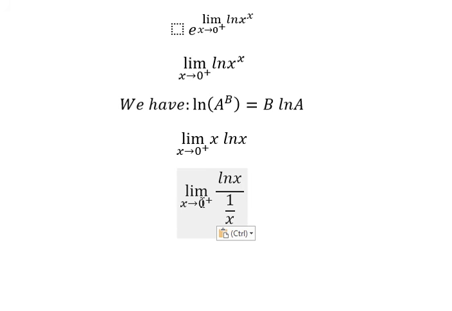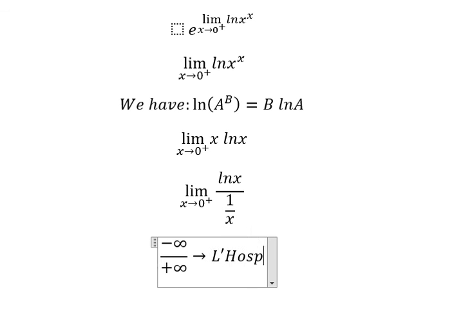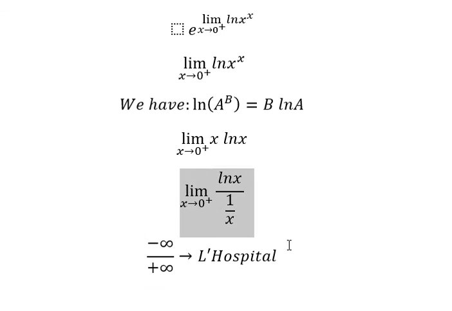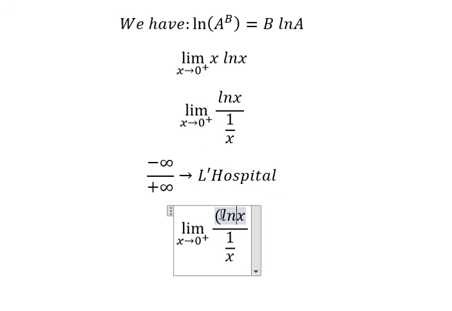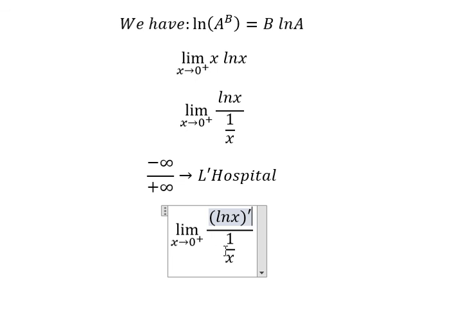So when s approaches number 0 from the right, this one will go to negative infinity. This one will go to positive infinity. So we have negative infinity over positive infinity. So we can use L'Hospital. So we need to do the first derivative on the numerator and denominator.